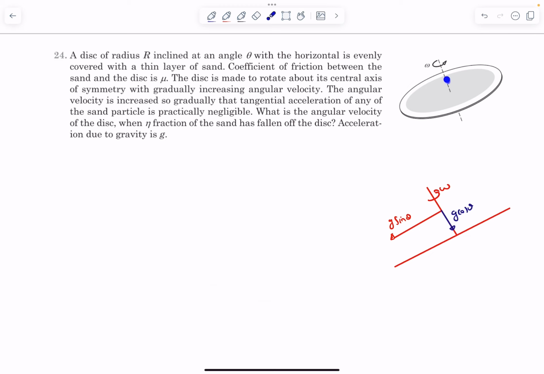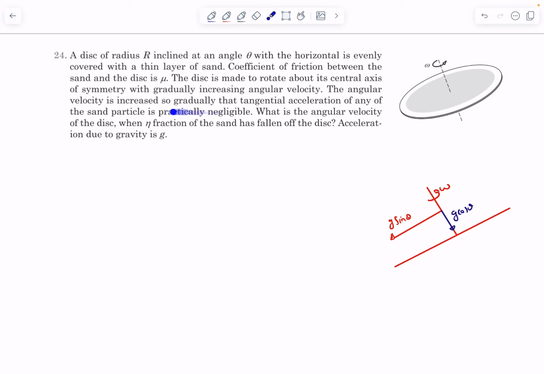So for very small angular velocity omega, the sand will actually rotate with the disk because the friction is making them rotate. Omega is gradually increasing. The angular velocity is increased so gradually that the tangential acceleration of the sand particle is practically negligible. So basically d omega by dt, or alpha, just assume it to be 0.